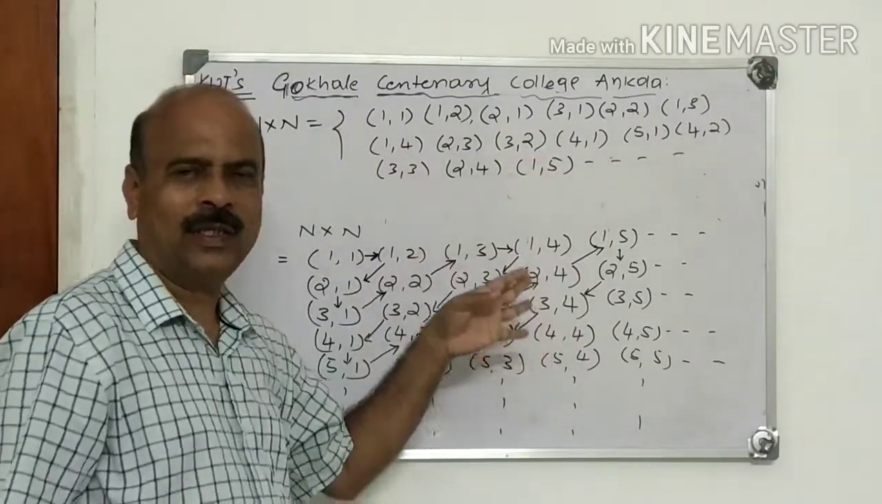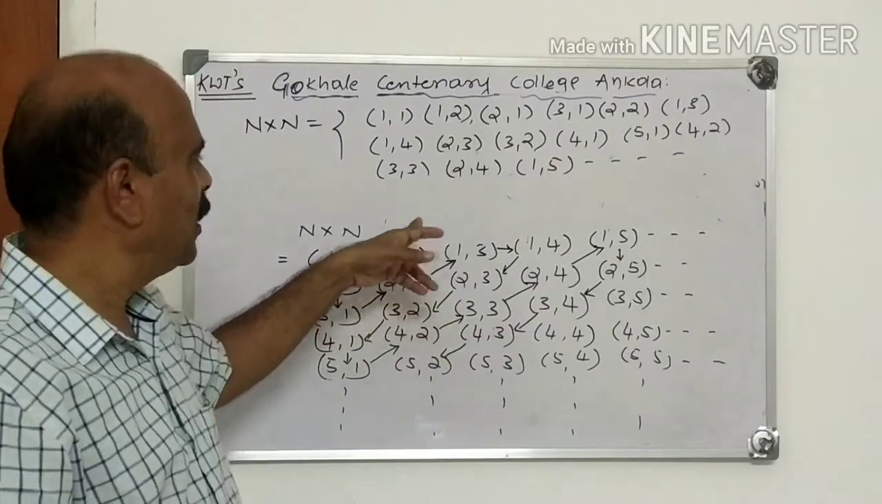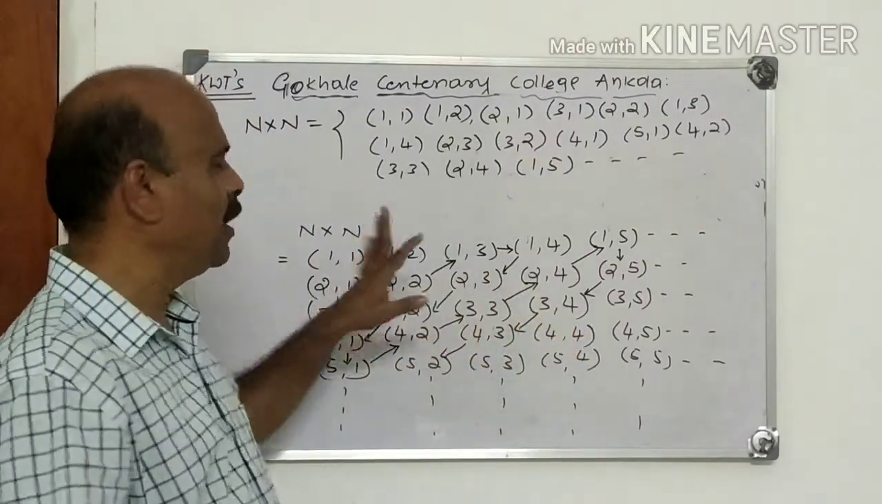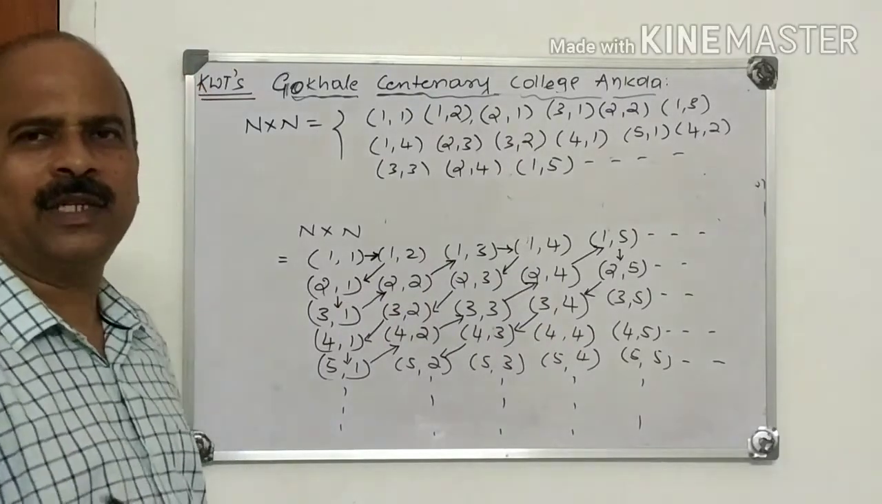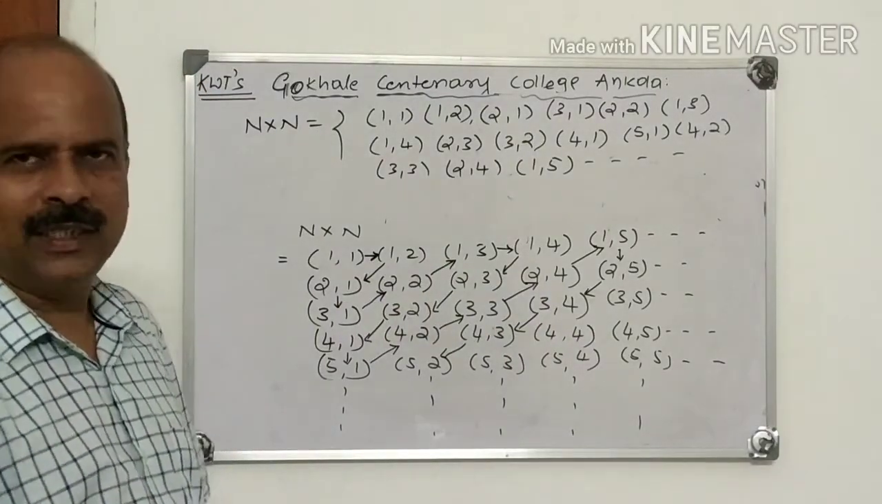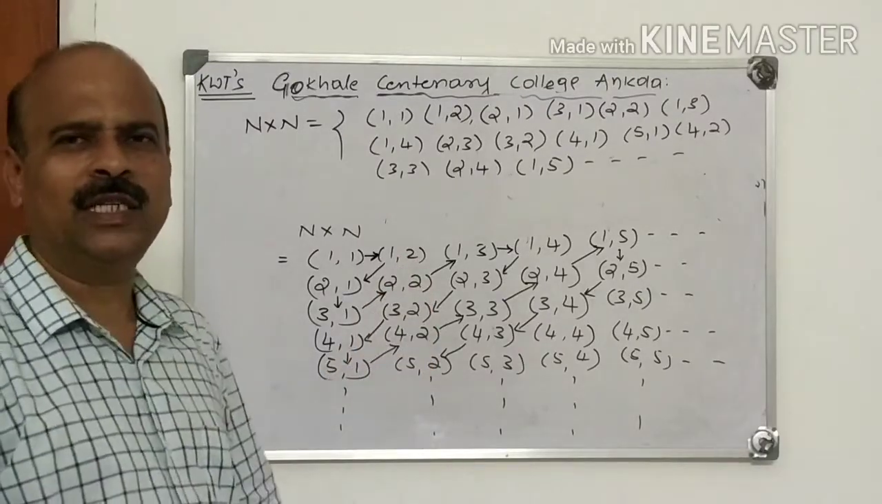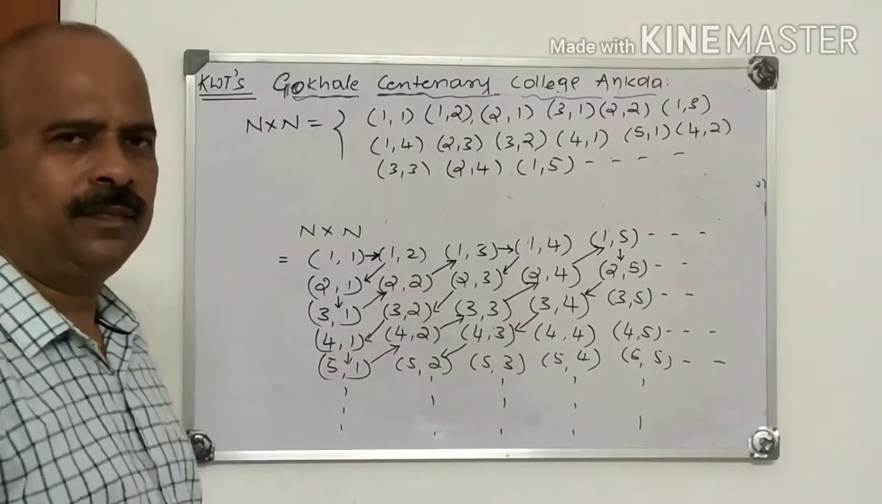See, this is one more method. Here we have used directly this: if the elements of the set are expressed in a sequential order, then it is countable. So N cross N is countable.